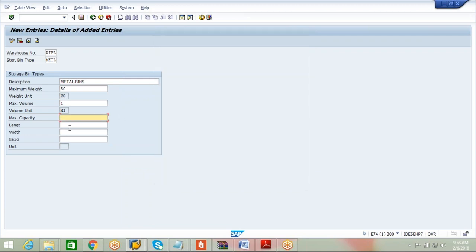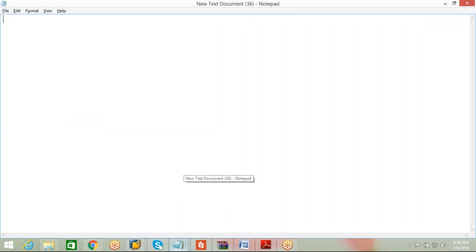And here length, width, height are there. Say, for example, if I give 1, 1, 1, and the unit is M, meaning unit of length is M, that comes automatically here. And coming to EWM, the capacity check is on weight and volume only, not with sizes.